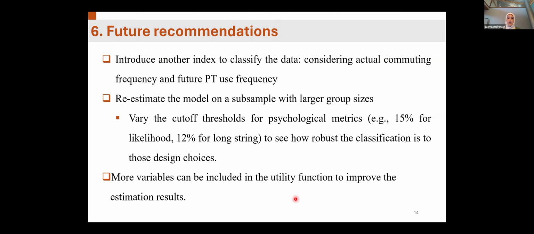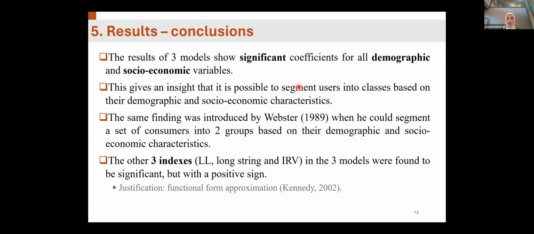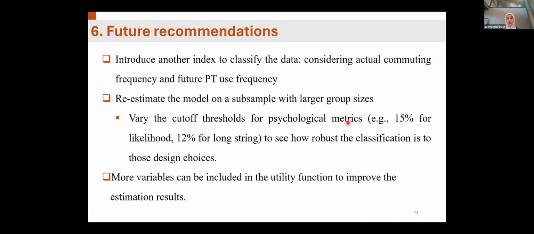So here come the future recommendations. We could introduce another index to classify the data, considering the actual commuting frequency and future commuting public transportation use frequency, not only the future use of public transportation, as we have done in this research. And also, we could re-estimate the model using a sample with a larger group size, as I have mentioned. Because of this error, we have the functional form approximation, because we have used few data for the irresponsible respondents.